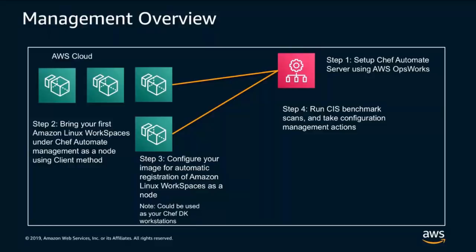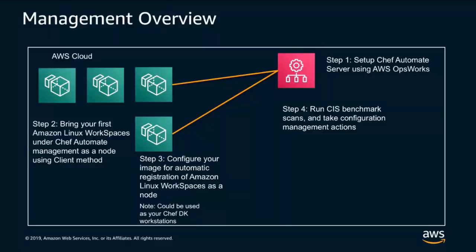So a little bit of detail on that front is that what we want to achieve is that we want to be able to create a custom Workspaces image, from which you can create a custom bundle for Workspaces, following which every workspace that you launch from that bundle will automatically be registered to the Chef Automate server. So that's our first goal for today.